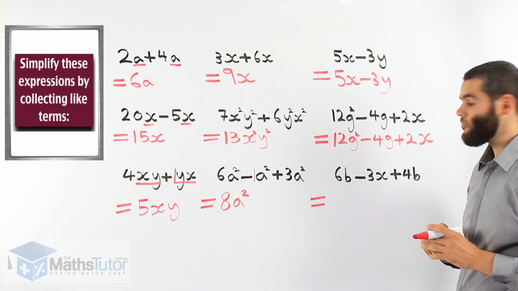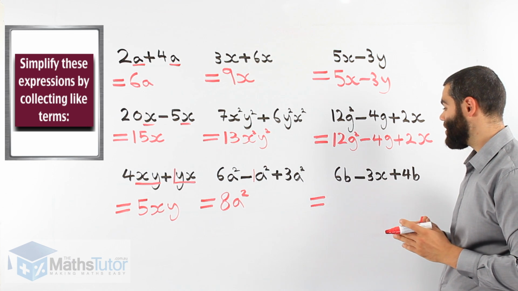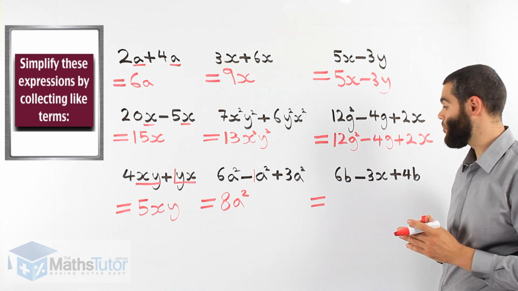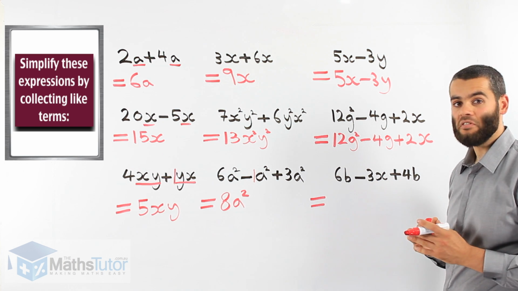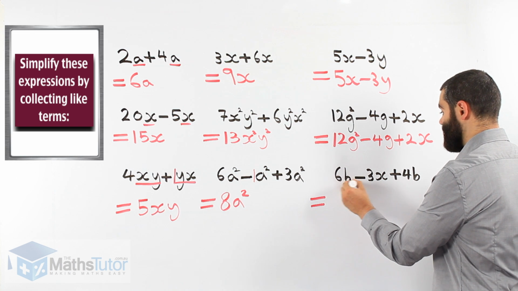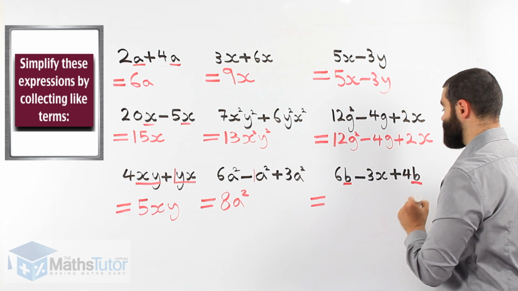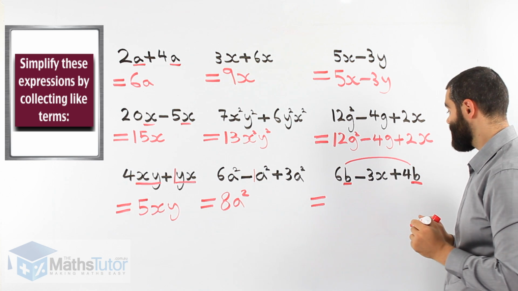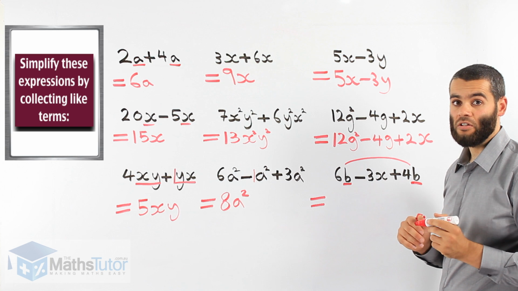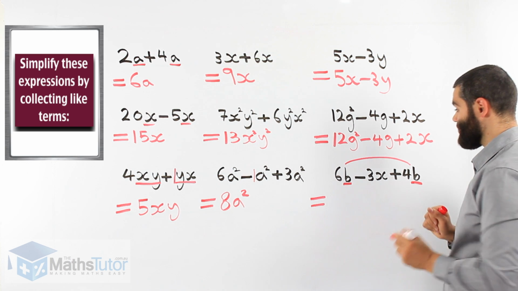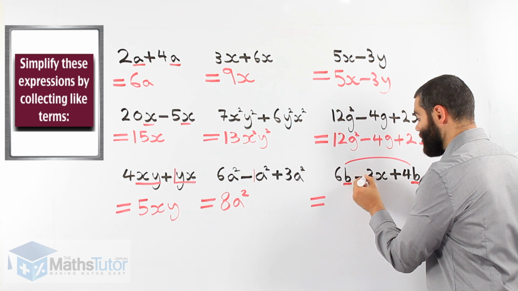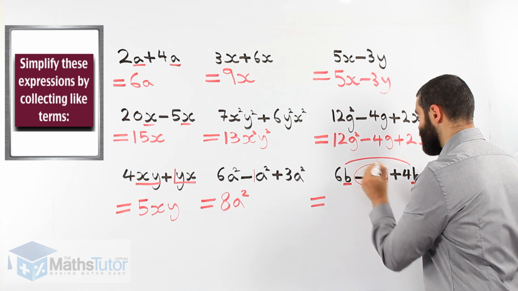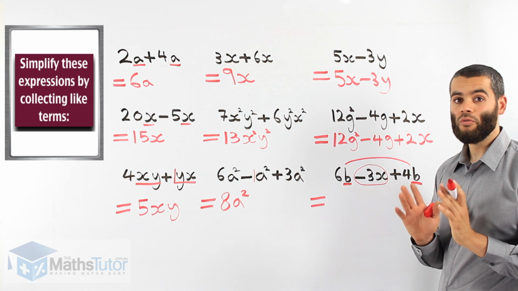Last one, we have 6b take away 3x plus 4b. Are there like terms? Well, there is a 6b, there is a b here, and there's a 4b there. So these are like terms. We can add them or subtract them. Well, we need to realize something. We notice that this minus, who does it belong to? It belongs to the 3x. Very important for you to realize that.